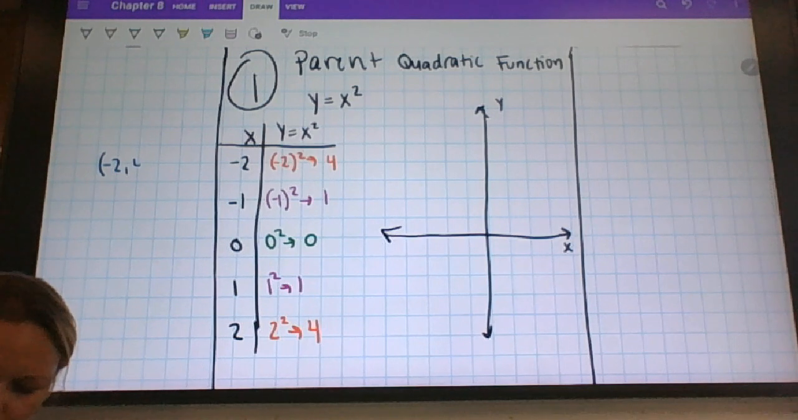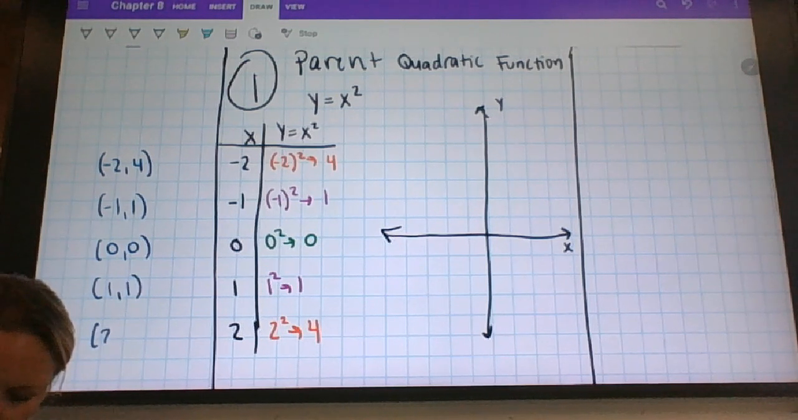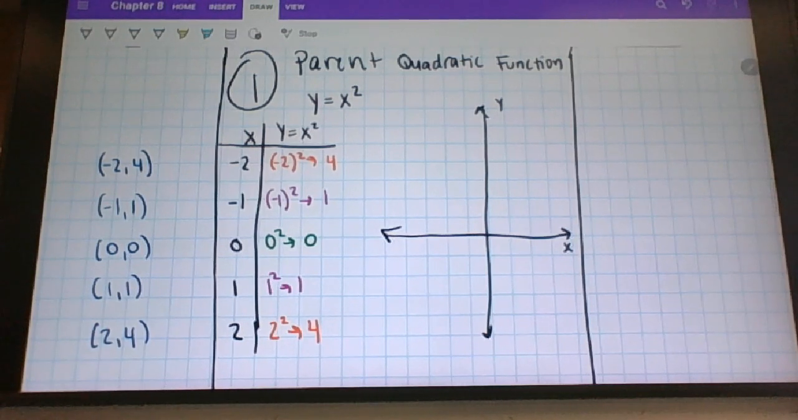So my ordered pair is -2, 4. I don't know if you guys need to write these as ordered pairs or where you can fit it, but these are the x, y points that I'm going to plot. So -2, 4. Dot. -1, 1. 0, 0. Origin.